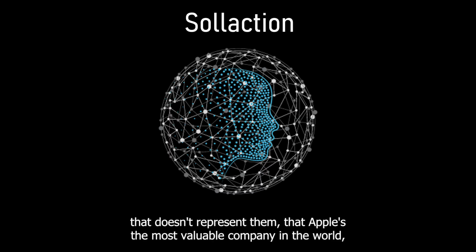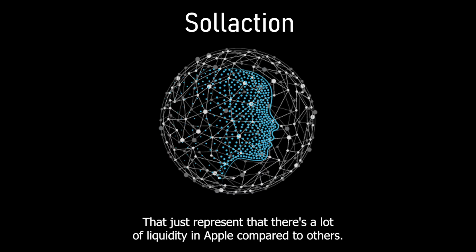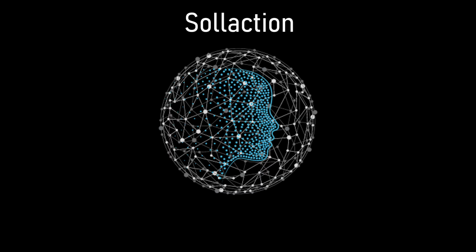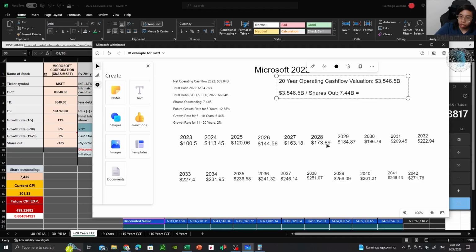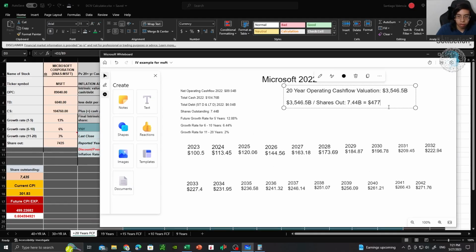That doesn't represent that Apple is the most valuable company in the world, right? No, not at all. That just represents that there's a lot of liquidity in Apple compared to others. Very important. A lot of people don't think that. Like I'm buying a company that is making 89 billion and will make in 2042 271 billion. It's a good investment. What we're doing here is we got this amount and it gave us 477.